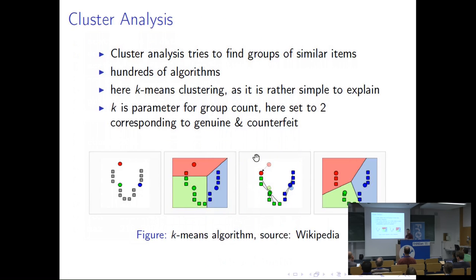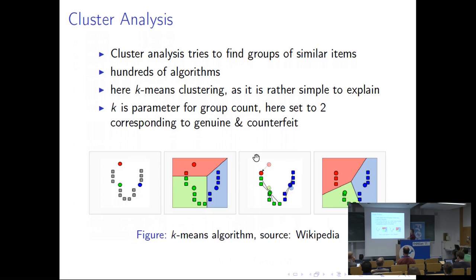So after that, let's just come to the final example. Let's do some cluster analysis with the data and see if, in the group of data, if we wouldn't know the status, we could find some groups. There are hundreds of algorithms for cluster analysis. You can spend a lot of time and a lot of books just learning about this. What I want to do here is some simple k-means clustering. It's rather simple to explain.